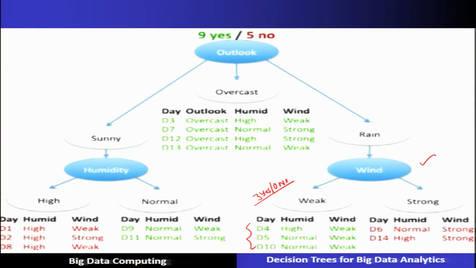So this is also called a pure subset. Now as far as when the wind is strong, we have obtained a subset where 0 yes and 2 no's are there, and this is also called a pure subset. Now there is no further division or split required, and we have constructed a decision tree of this use case.